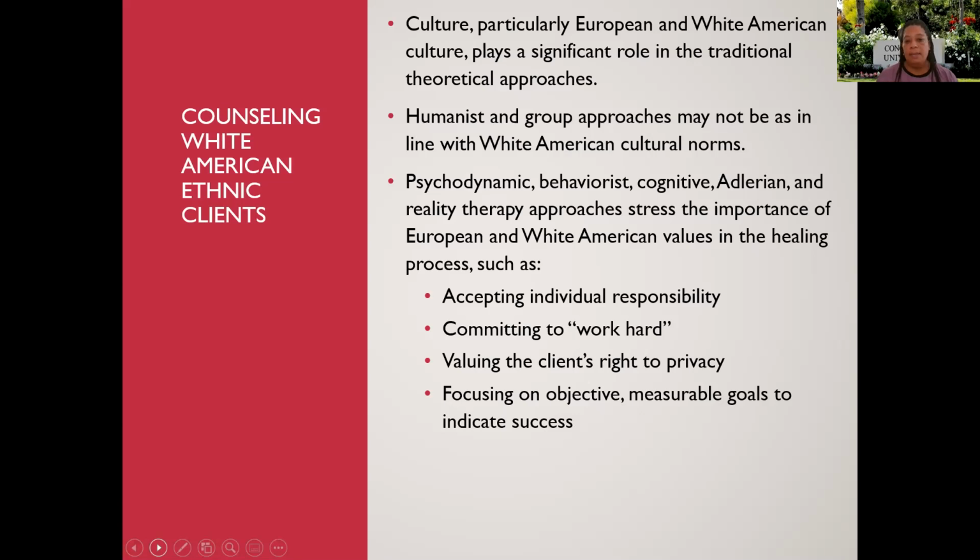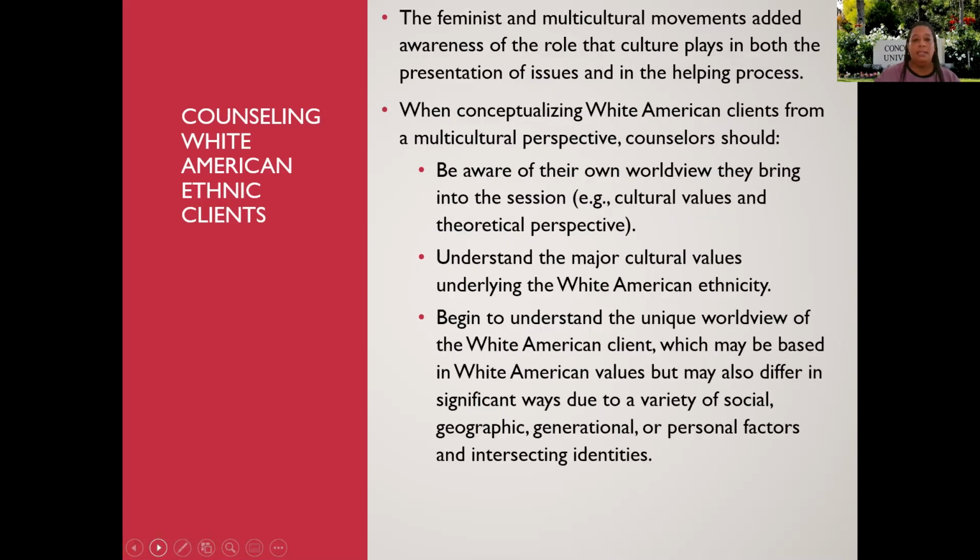The psychodynamic, behaviorist, cognitive, Adlerian, and reality therapy approaches stress the importance of European and white American values in the healing process, such as accepting individual responsibility, committing to hard work, valuing the client's right to privacy, and focusing on objective, measurable goals to indicate success. The feminist and multicultural movements add awareness to the role that culture plays in both the presence of issues and in the helping process.